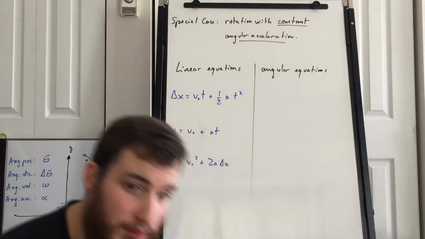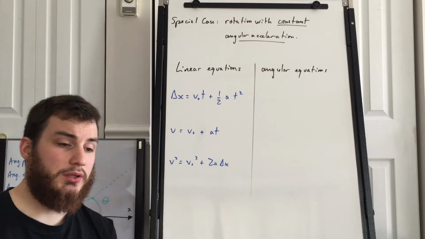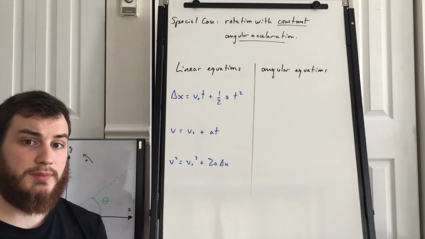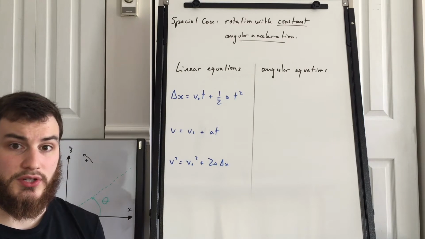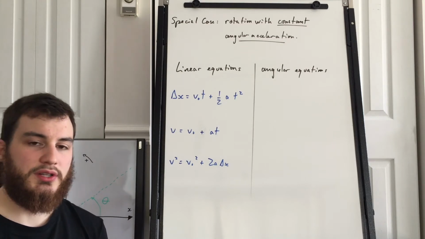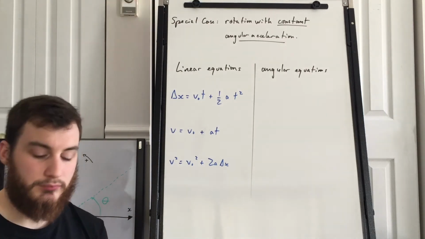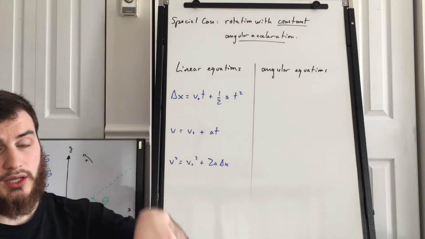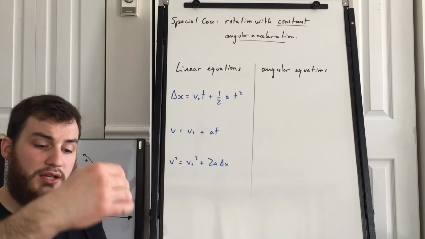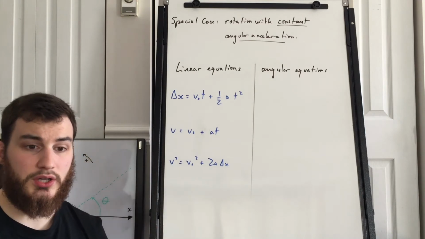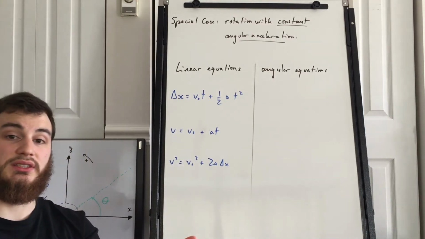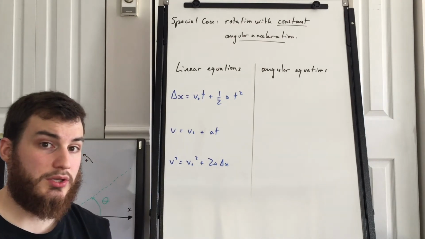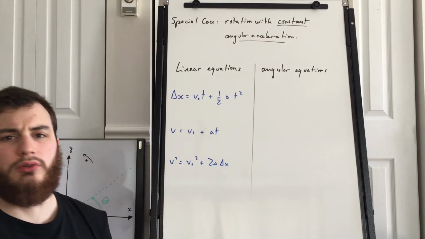Way back when, before reading week, in linear motion, we looked at the special case of constant linear acceleration. For example, an object in free fall. Constant acceleration. g, 9.8 meters per second squared pointing down, was the acceleration constant in the y direction, and 0 was the acceleration constant in the x direction, something in free fall. We ignore the effects of air, of course.